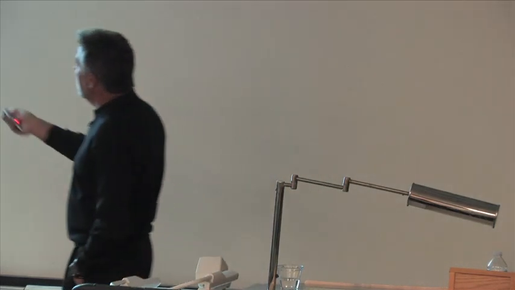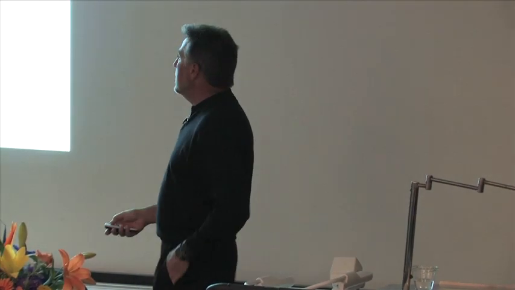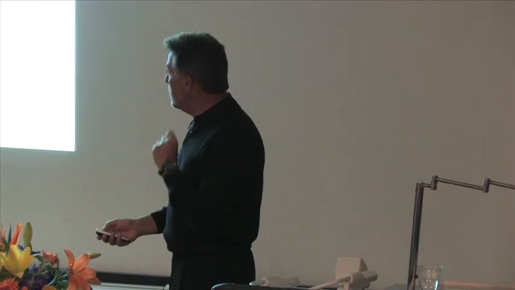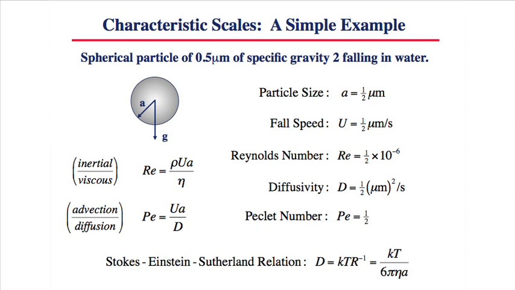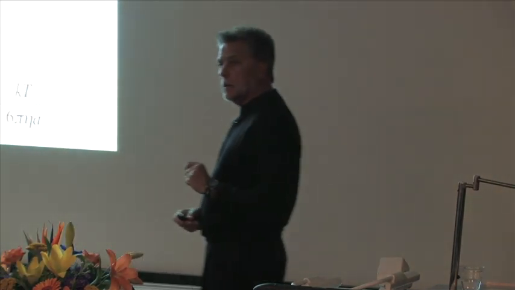So this is one slide, which is, if you remember nothing about the talk, this is the only thing I'd like you to remember. It's a very simple thing to remember all the things you need to know. And let's think about a particle which is 0.5 micron in size. So its size is 1/2 times 10 to the minus 6. If I have it twice the density of water, it'll fall due to gravity. And the fall speed, when I balance the buoyancy against the Stokes drag, is 0.5 micron per second.